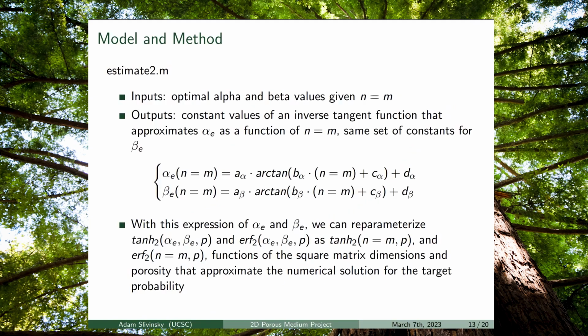Once we have the results of the optimal alpha and beta values given square matrix dimensions n equals m, we must find functions that depend on n equals m that match these results. To do that, we have one final piece of code, estimate2, which performs a similar method to estimate on the alpha sub e and beta sub e values, to fit functions to them as functions of the matrix dimensions m equals n. To do this, we fit both parameters to an inverse tangent function, and place 4 constant parameters, a, b, c, and d, to give a strong fit.